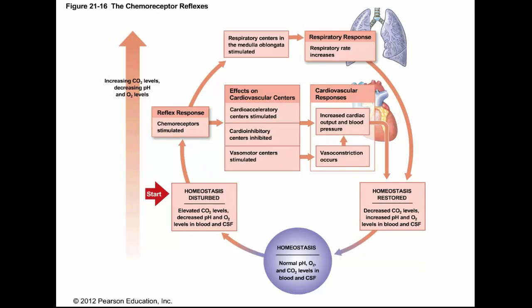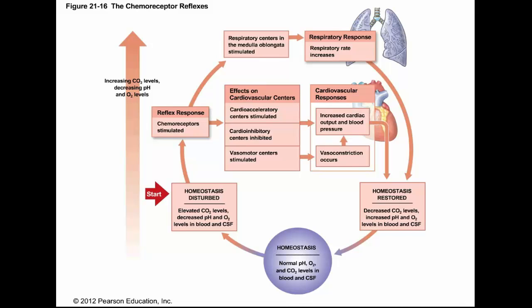It affects the cardio-acceleratory centers. They've been stimulated so that the heart will beat faster. The cardio-inhibitory centers have been stimulated, and the vasomotors have been stimulated. The respiratory center in the medulla oblongata has also been stimulated, and that results in an increase in respiratory rate, so the person breathes faster. The cardiac response is an increase in cardiac output, so the heart beats faster, and vasoconstriction occurs in the blood vessels.